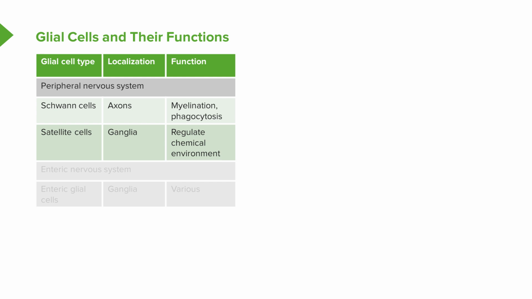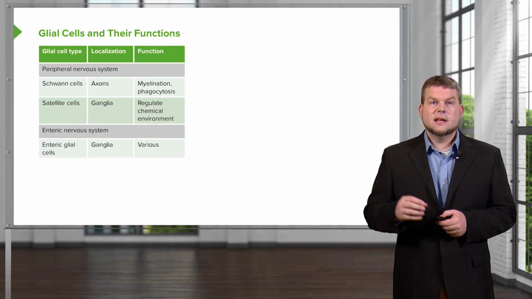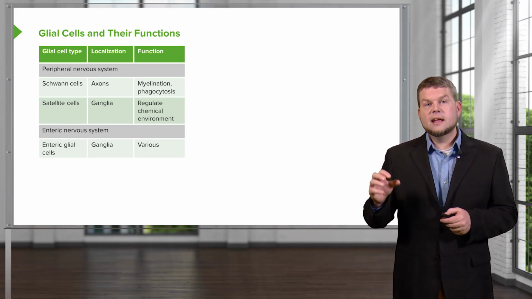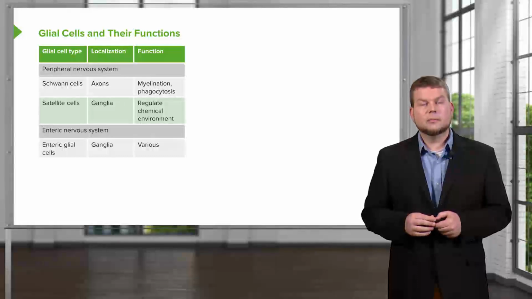Satellite cells are also available in the peripheral nervous system. These are primarily in ganglia, and they help to regulate the chemical environment of the ganglia. If we look at the enteric nervous system, remember this is the nervous system around the GI tract and the gut. You also have enteric glial cells. These act very much like the satellite cells, and they're in ganglia primarily, and they have a number of functions including regulating the chemical environment.